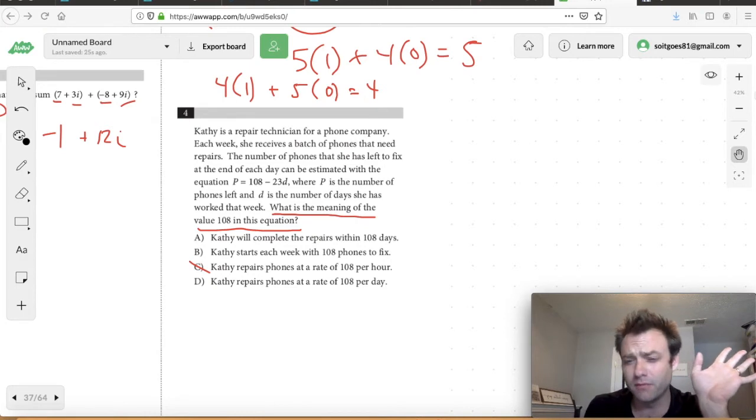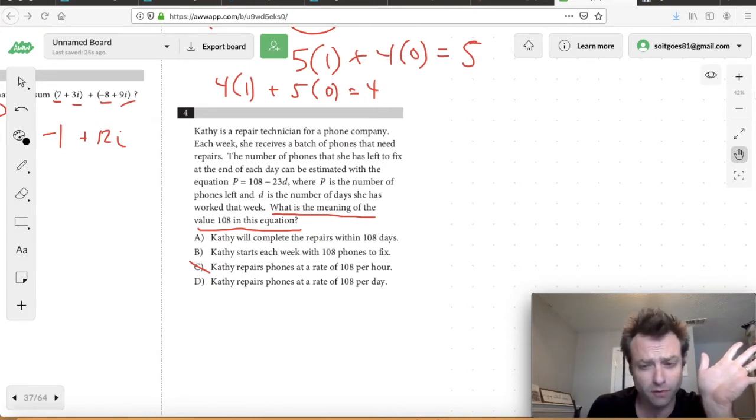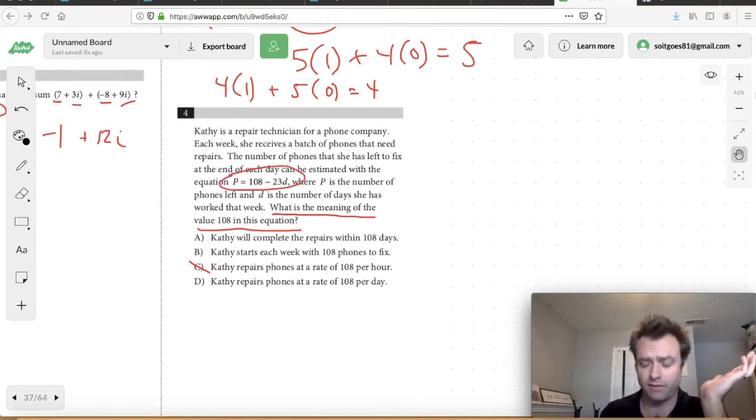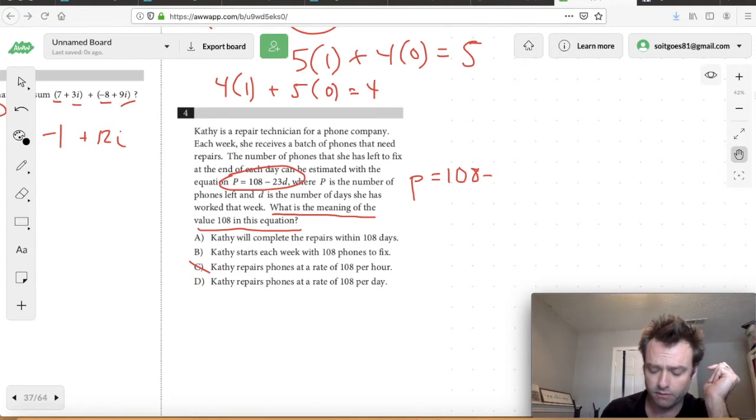Another way we can look is we can plug in values, once again, like we did before. You don't have to deal with variables. You can deal with actual values. So let's plug in a value for D into this equation right here. And I think that's going to clarify things a little bit, right? So we're going to plug in a 1 for D. So we'll say P equals 108 minus 23 times 1. We're plugging in a 1, right?